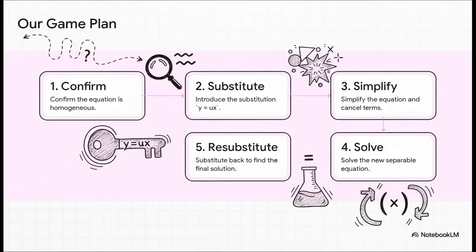So here's our game plan, our roadmap to the solution. Step 1, confirm it's homogeneous. You've got to do this first. Step 2, unleash our key, y equals ux. Step 3, simplify and let those terms cancel out. Step 4, solve the new, much friendlier separable equation. And finally, step 5, substitute back to get our answer in terms of the original x and y.